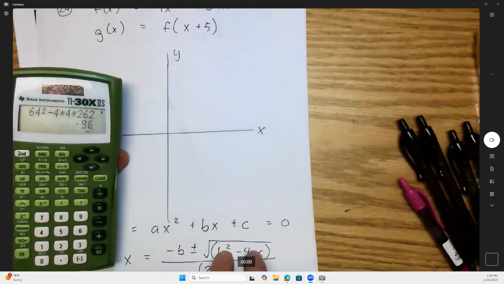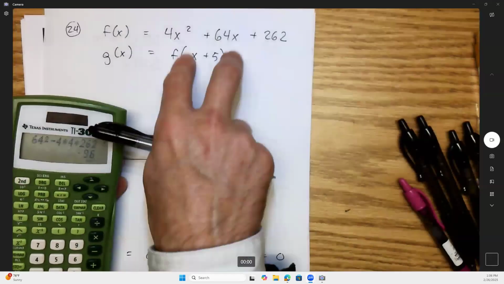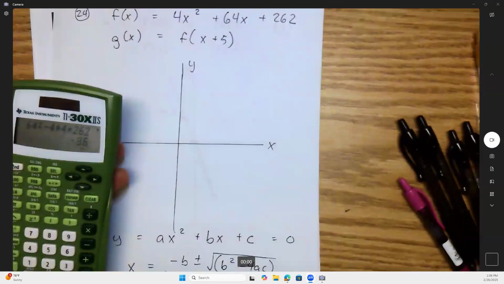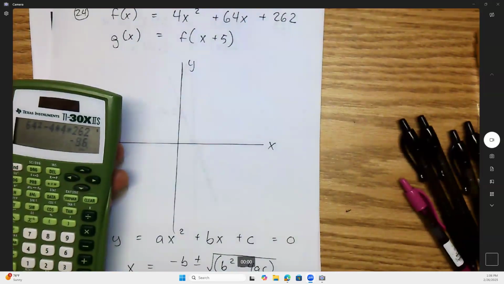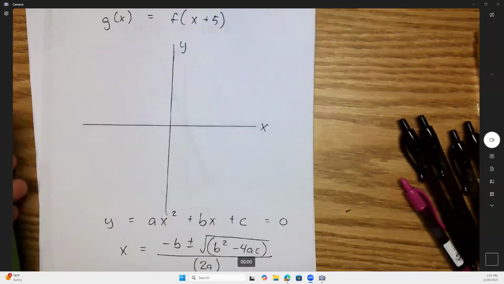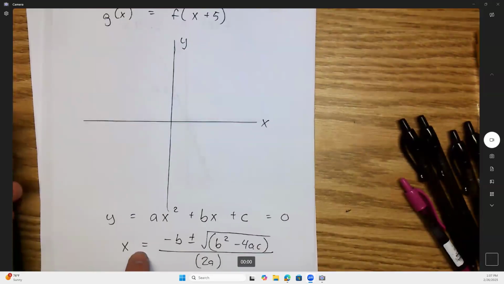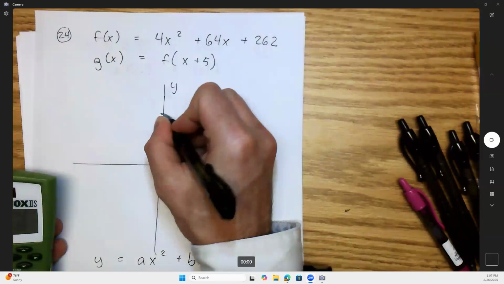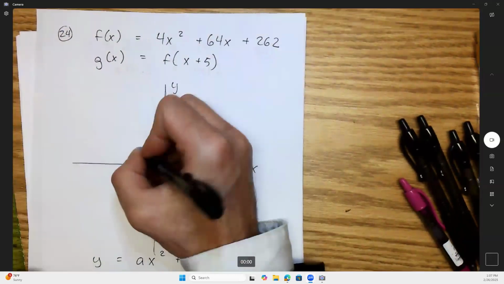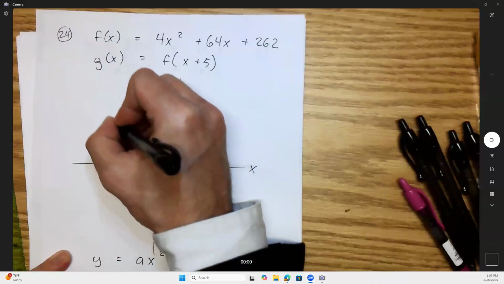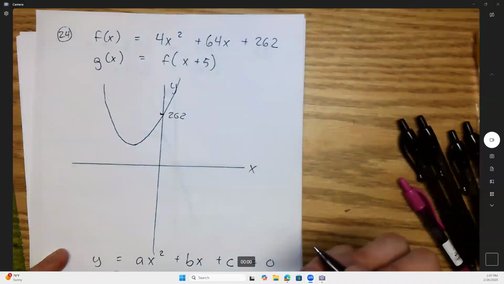I just ran b squared minus 4ac for this equation, and I got a negative number. What does that mean? That means this parabola has no x-intercepts, no zeros. So the whole parabola, which has a y-intercept of 262, I know this is 262 up here, is above the x-axis. Do you see that?